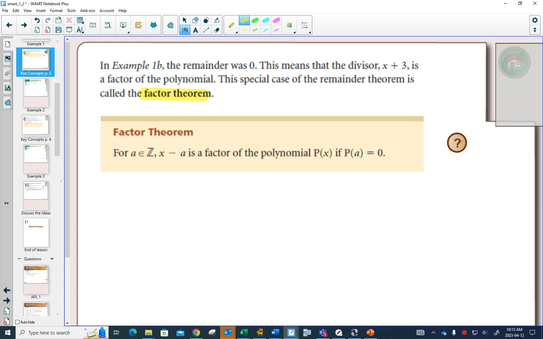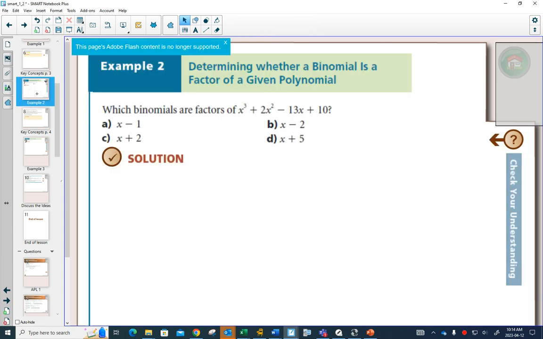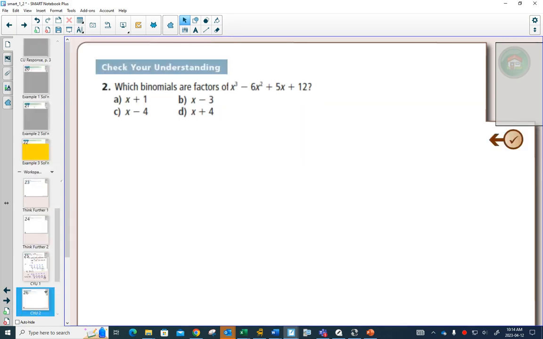And the factor theorem just says if you plug in that value and you happen to get a remainder of 0, then that means that makes something a perfect factor. And that's what we're going to look at in example 2. The question is, which of these binomials are factors of x cubed minus 6x squared plus 5x plus 12?